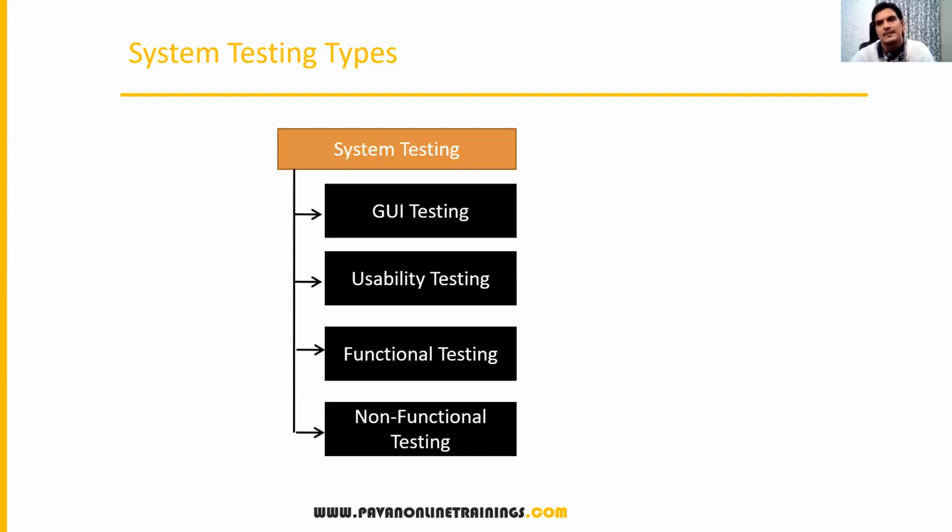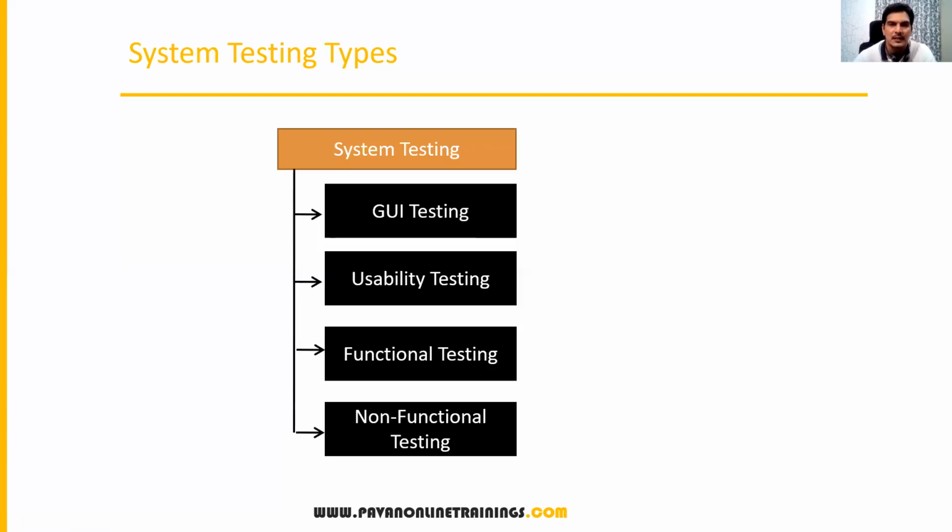In system testing, we mainly focus on four different areas, right? One is GUI testing, graphical user interface testing. Second is usability testing, and the third and fourth are functional testing and non-functional testing. So these are the four categories: GUI testing, usability testing, functional testing, and non-functional testing, which we need to focus on while performing system testing. Okay.